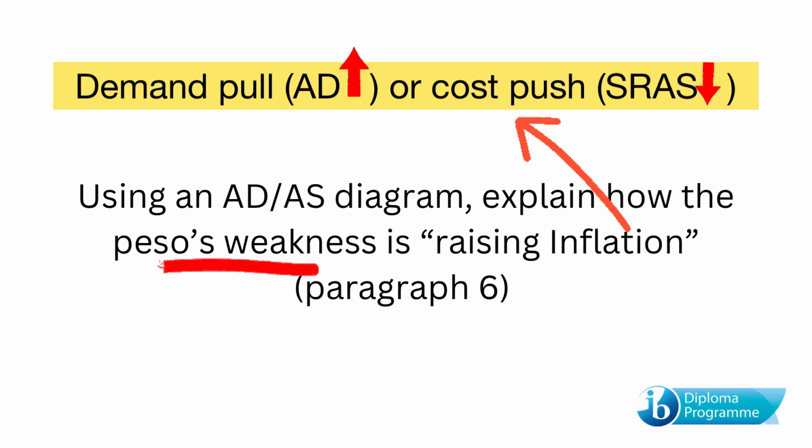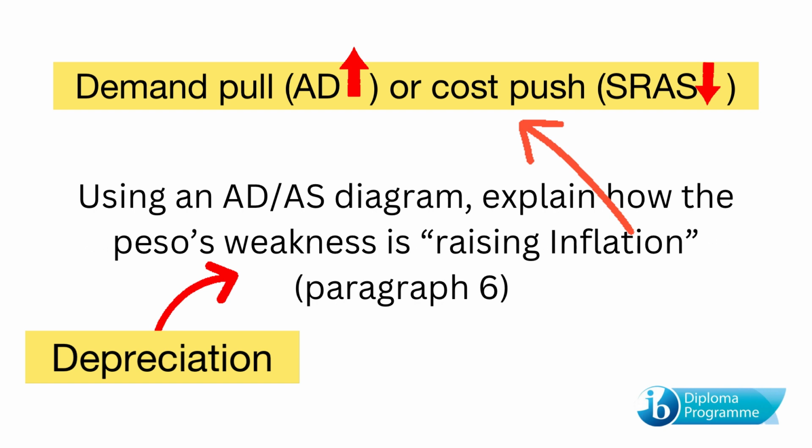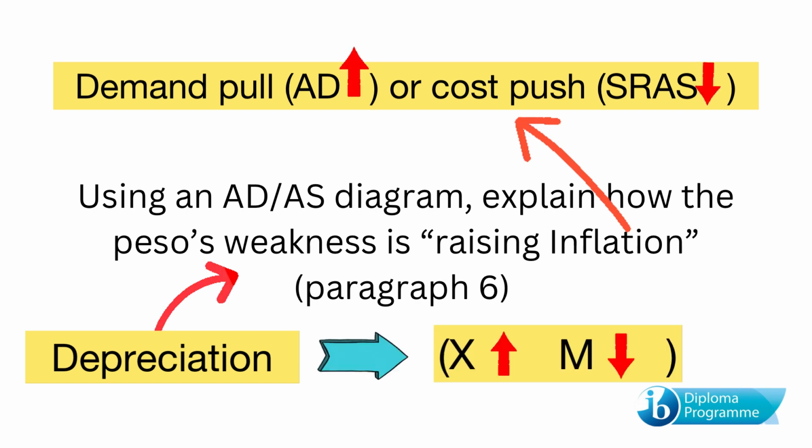Now, taking the explanation a bit further, you should realize that the peso's weakness likely suggests a depreciation, which could lead to one of the 2 outcomes: a rise in X competitiveness due to X becoming cheaper in the foreign currency, and a fall in M attractiveness due to M becoming more expensive, thereby causing a rise in X minus M and AD, or a rise in imported cost push inflation due to higher prices of imported raw materials.